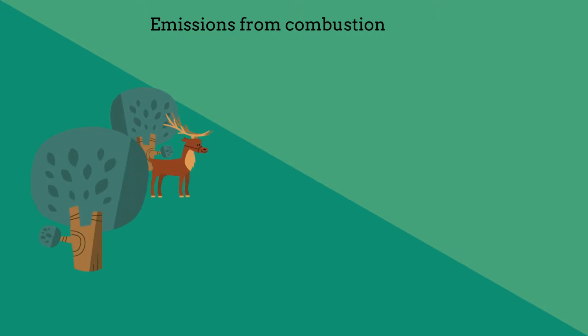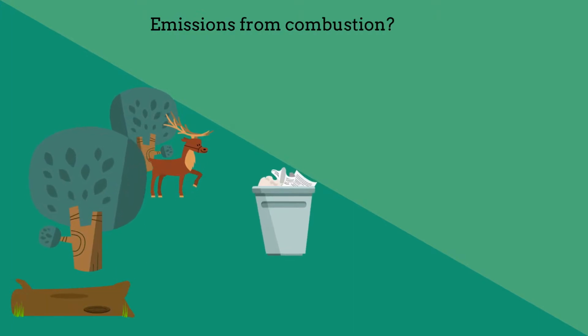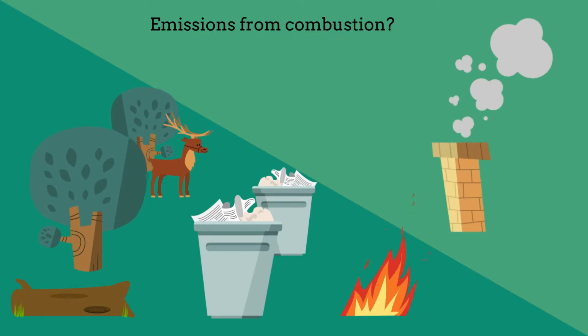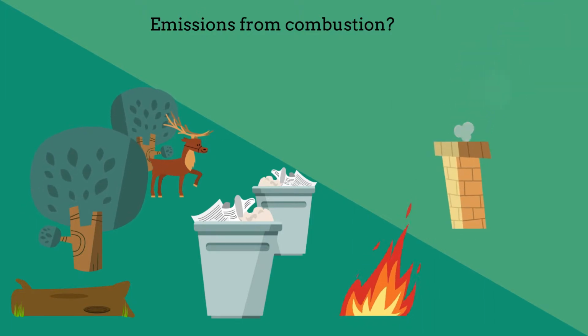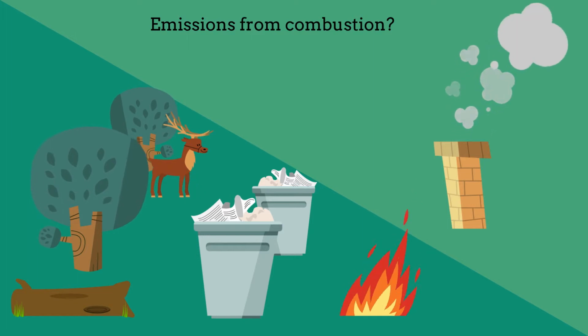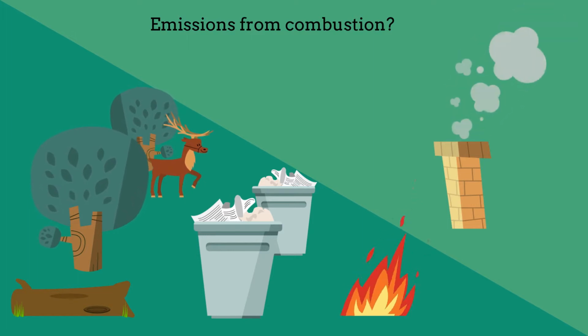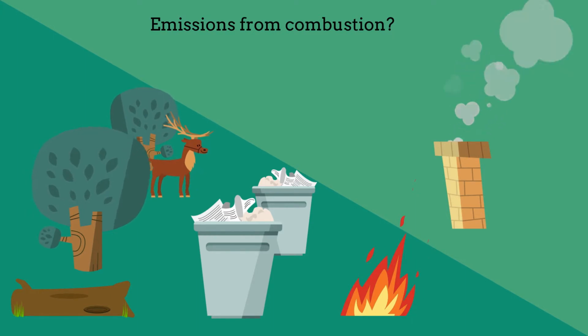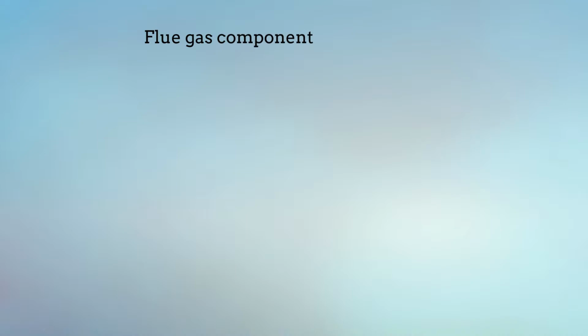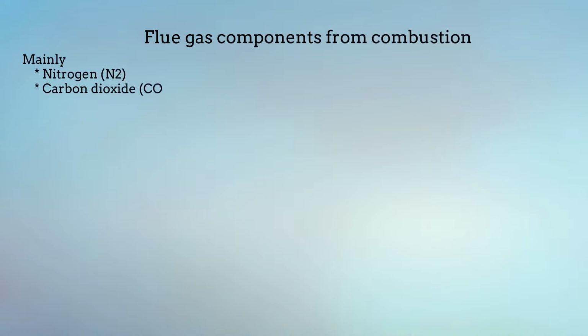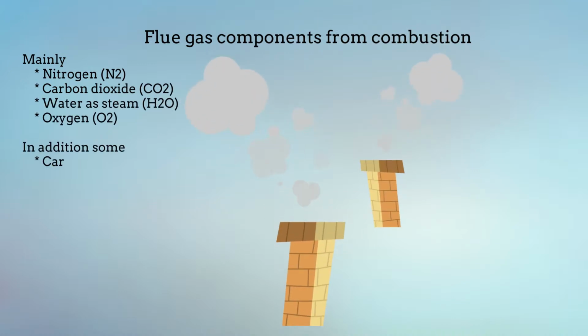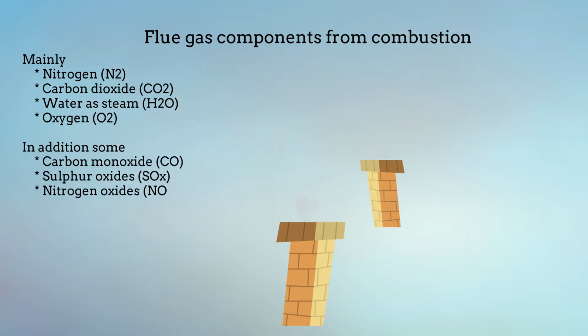When fossil and renewable fuels are combusted in a furnace, flue gases with emissions are coming out. You remember that some fuels make harmful and toxic emissions, others don't. In the flue gases, we get mainly nitrogen, carbon dioxide, water as steam and oxygen. In addition, we get some carbon monoxide, sulfur oxides, nitrogen oxides, hydrocarbons and particulate matter.